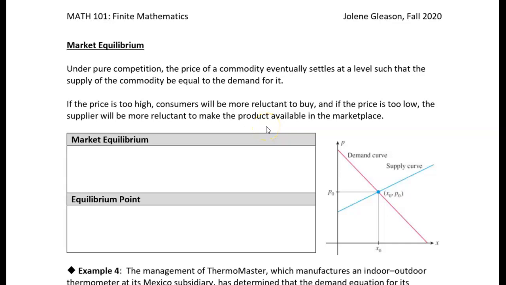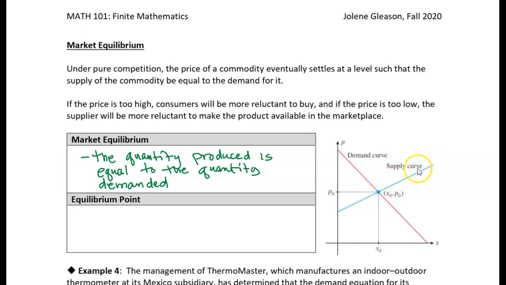All right, in the last section, we talked about supply and demand curves, and we came up with linear equations for supply and demand curves. And there's a concept in economics called market equilibrium, and that's just the point at which the supply meets the demand.